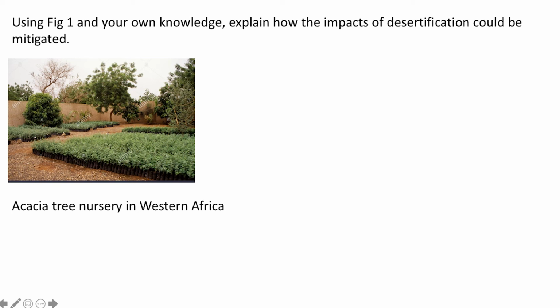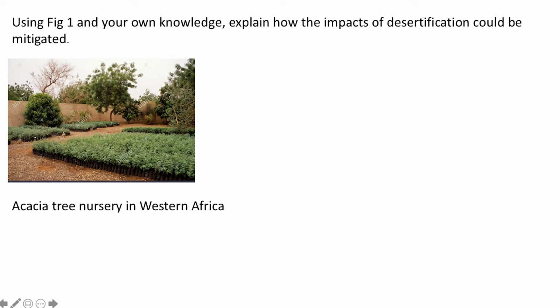Figure 1 shows an acacia tree nursery in Western Africa. Now be careful in understanding what a tree nursery is. So a tree nursery is where the acacia trees are grown, and when they get to a certain height, they are then taken out into the areas and into the farms, and then they are planted.